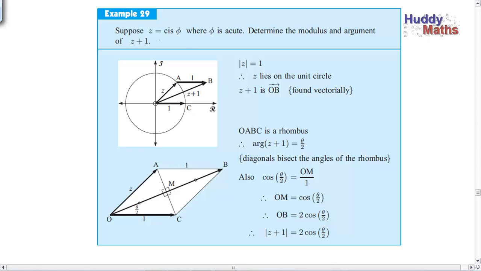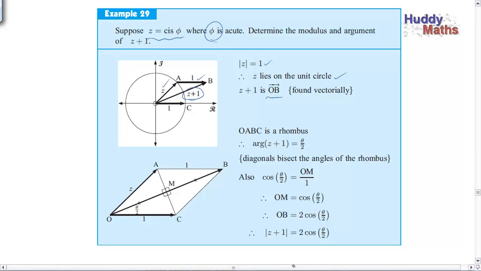So here we're looking at Z in cis form, cis theta, where theta is acute. Determine the modulus and argument of Z plus 1. All right, so here's Z, let's plot it, and plus 1, so we're looking at the modulus and argument of that. If the size of Z is 1, it lies on the unit circle, and Z plus 1 is OB, if you like, out there.